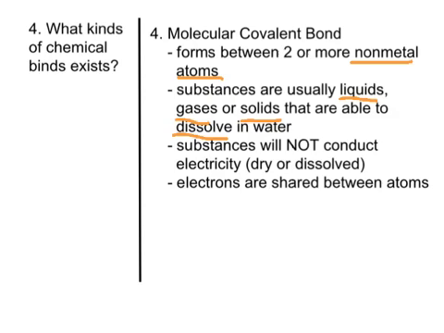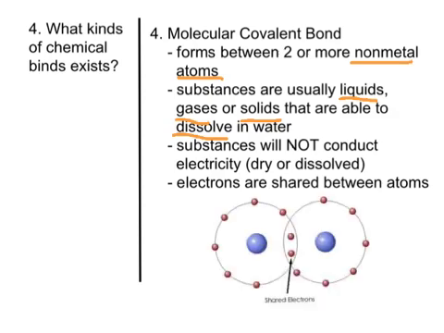Now, we'll see in our experiment that these substances will not conduct electricity, whether they are dry or dissolved in water. Now, in molecular covalent bonds, electrons are shared between the two atoms. Okay, so instead of a transferring of electrons like we saw in ionic bonds, in molecular covalent bonds, we have a sharing of electrons. So sharing is caring, and caring is covalent. So that's the molecular covalent bond.